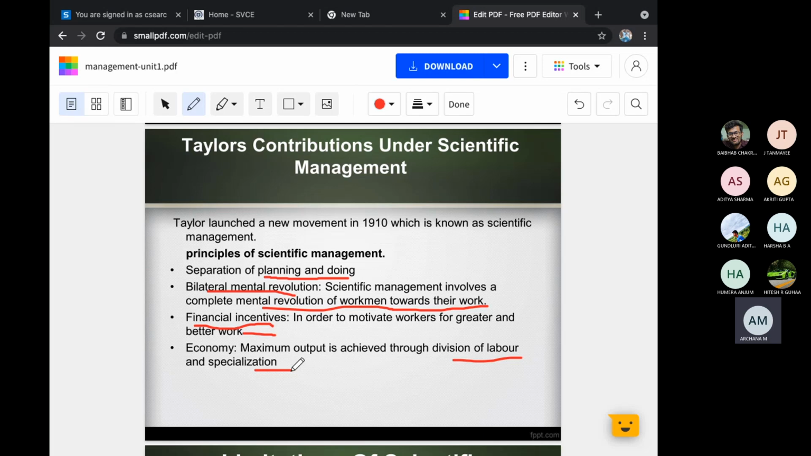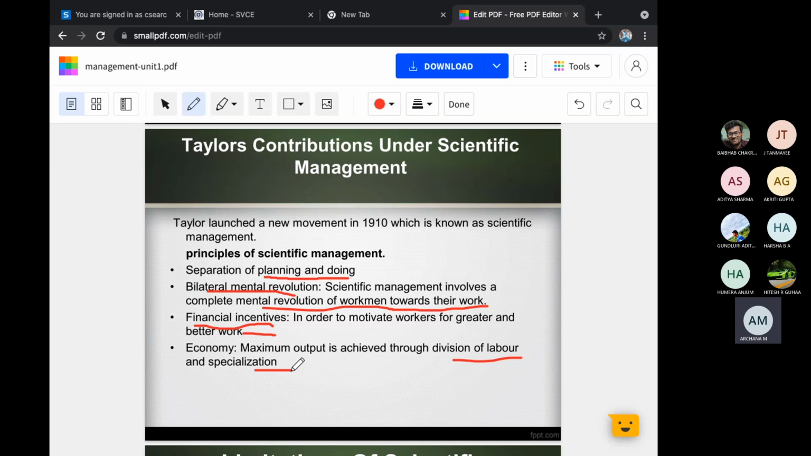If I give my coding work to some other person who doesn't know coding, what will happen? Even after 5 days, even after 1 week, even after 10 days, he will not give anything to me. So think and then give the work. Assign it to the people who are specialists in that particular work, and instead of giving one work to 10 people, divide that work and give it to 100 people, so that output will be more. You can complete the task in less time. This is what he gave.